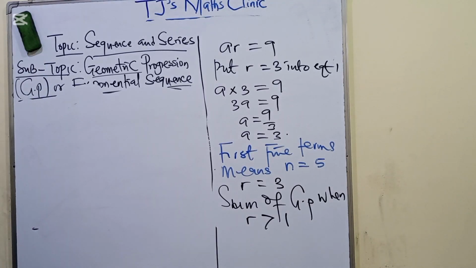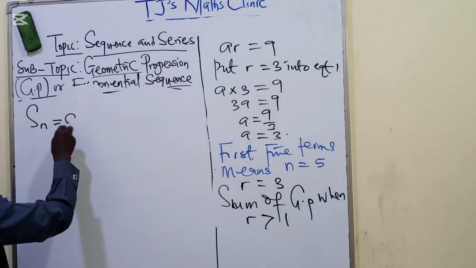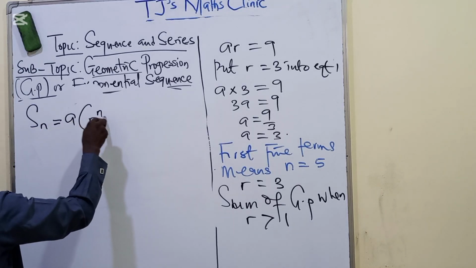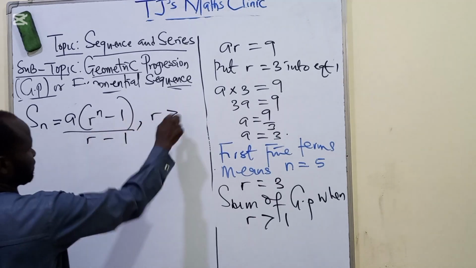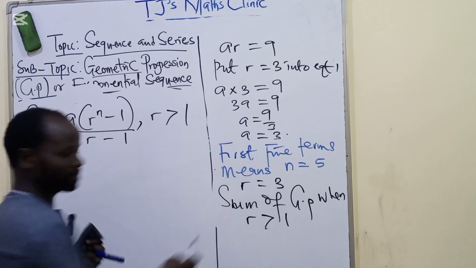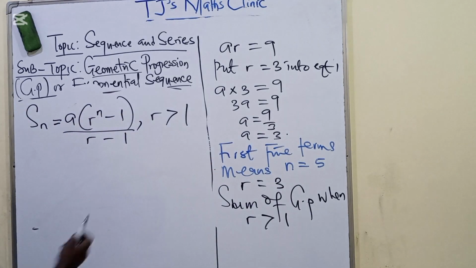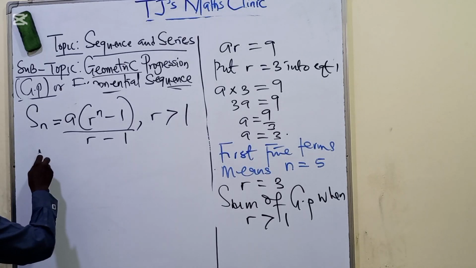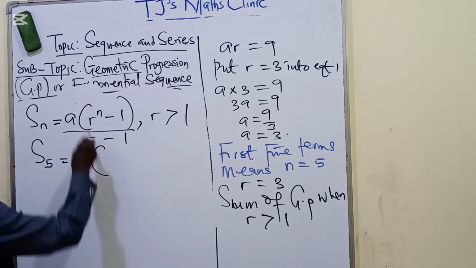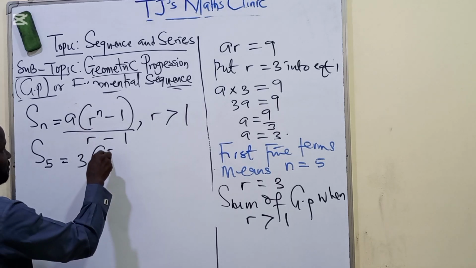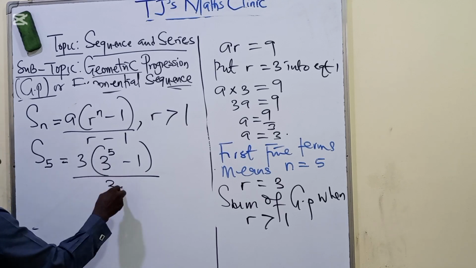So the sum formula when r is greater than 1 will be A into r to the power n minus 1, divided by r minus 1. This is when r is greater than 1. We are using r as 3. Very important, given that n is 5 and our first term is 3. So let's substitute. Sum of the first 5 terms, n is 5, will be 3 into 3 to the power 5 minus 1, divided by 3 minus 1, since our common ratio is 3.